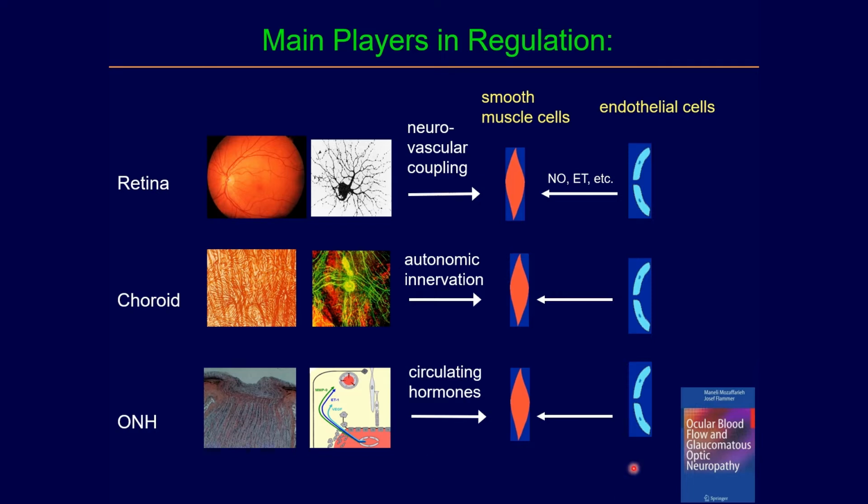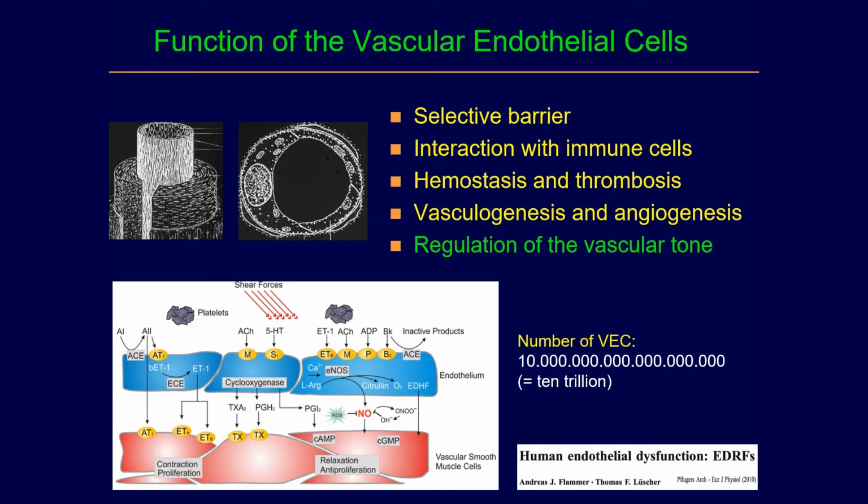But common to all blood vessels is the involvement of vascular endothelial cells in regulation. The vascular endothelial cells line all blood vessels inside. They have a number of functions, one of which is the regulation of vascular tone. The endothelial cells, here in blue, receive physical and chemical information and in turn release molecules that influence the tension of the smooth muscle cells, here in red.